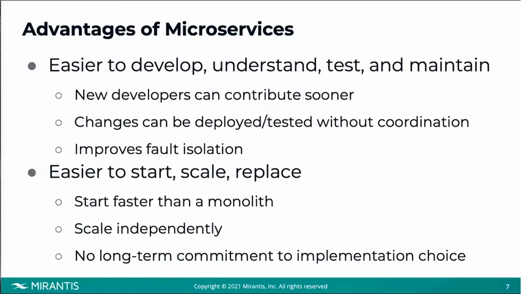It's easier to start, scale, and replace. So the scope of a microservice is obviously much smaller than a monolith, so it's very easy to start up these things quite quickly in this type of pattern. You can also scale those services independently from each other. So based off of where you're seeing pressure in a system or on a particular service, you can scale only that service up as opposed to the entire application.